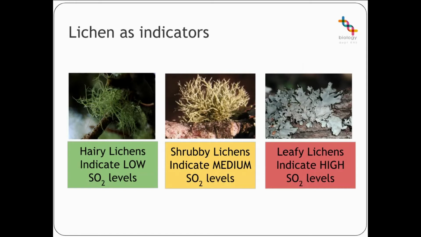Hairy lichens are very susceptible to sulfur dioxide, so when they are present, that indicates a low sulfur dioxide level. Shrubby lichens indicate a medium level of sulfur dioxide, and leafy lichens indicate a high sulfur dioxide level. So if we only have the more tolerant form, the leafy lichens, if they're found in an area, then we can say that the area is experiencing relatively high levels of pollution. Whereas if we have the most susceptible forms, or hairy lichens, then there must be very little sulfur dioxide pollution in the environment. And if we're regularly monitoring our lichen populations, that can provide additional data about our changing air quality.